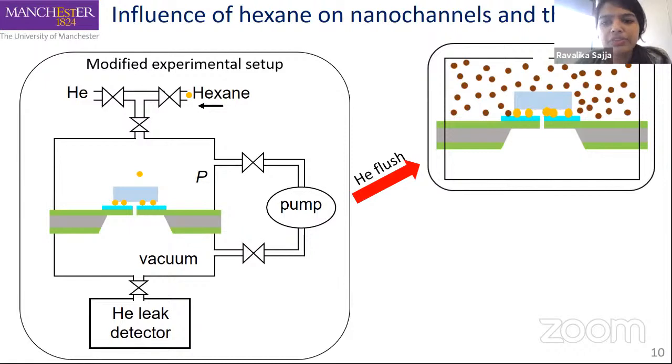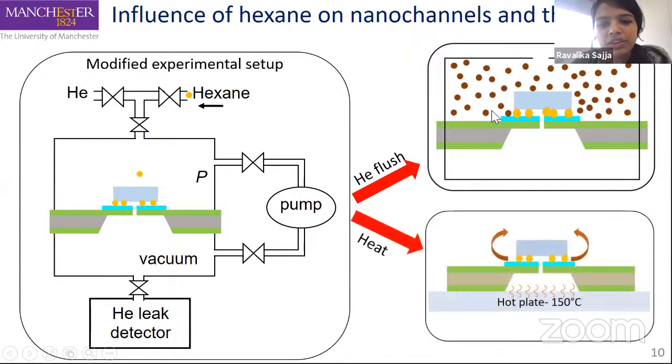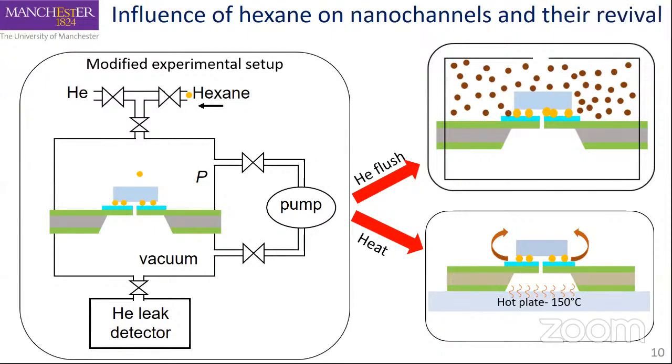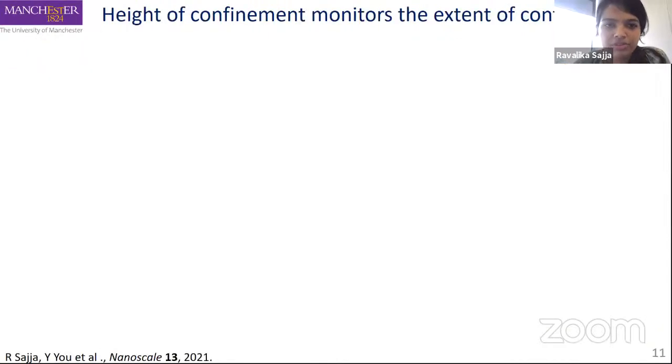Then we had two different ways of revival in these devices. First was the helium flush method. In this, we just exposed our contaminated device to helium flow and tried to mechanically push the adsorbed molecules with helium gas. The other way we used was desorption using heat. So we just heated our device on a hot plate to about 150 degrees, and we observed that there was desorption of the hexane molecules.